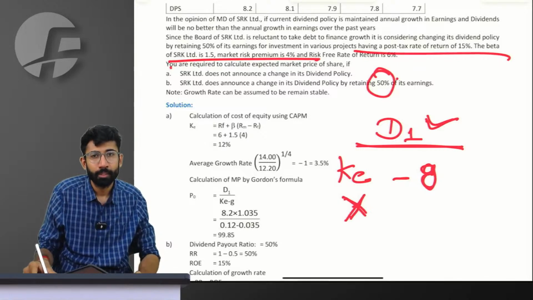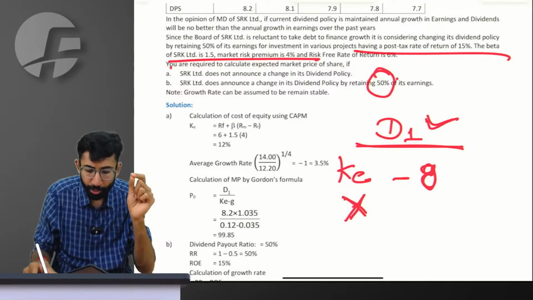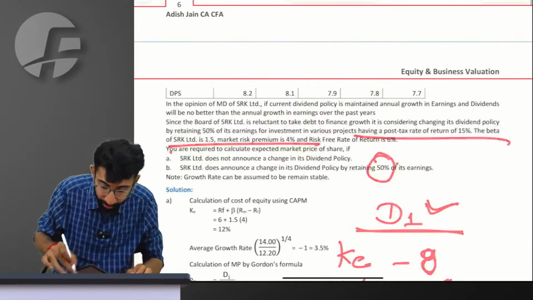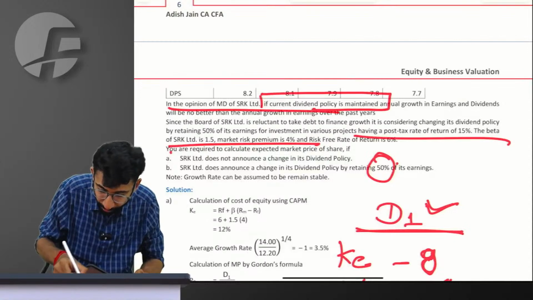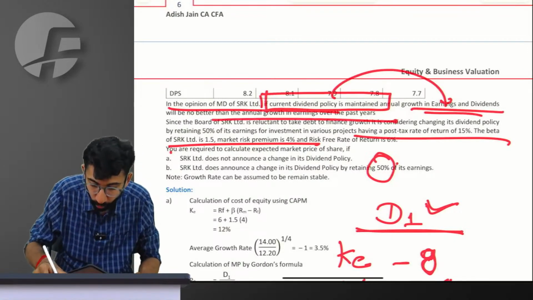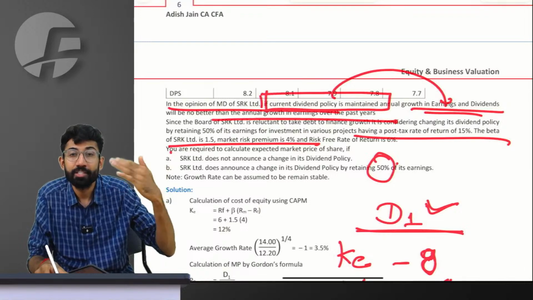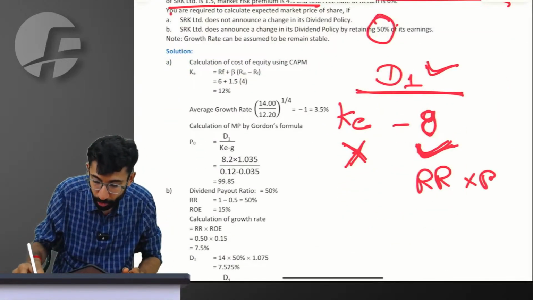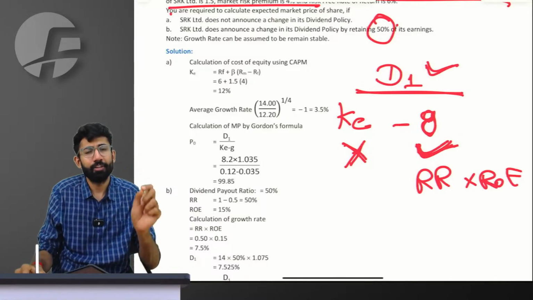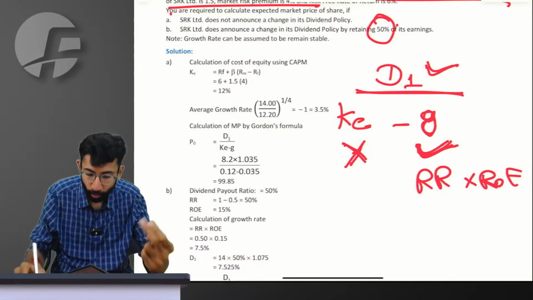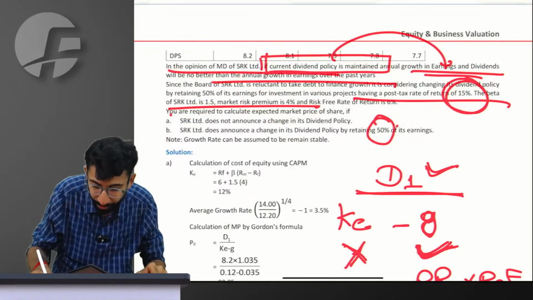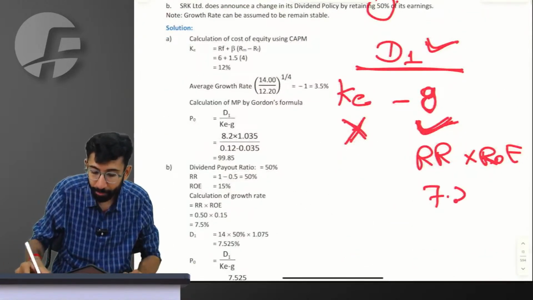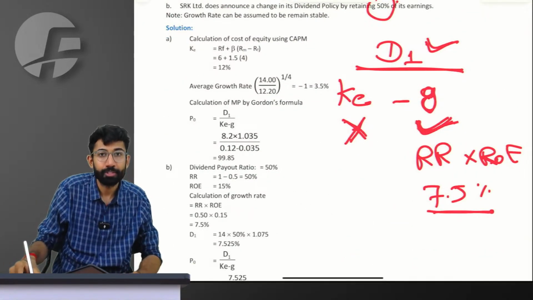Will my growth change? Because of the change in retention ratio, will my growth change? It will change. Listen to the first line carefully. If dividend policy is maintained, then this will be the growth. If the dividend policy changes, then the growth rate will also change. What will be the new growth rate? Retention ratio into ROE. There are only two ways to calculate growth, where they have given the hints of ROE as well. So 50% is retention ratio, 15% is ROE, 50% into 15% is 7.5% growth rate.